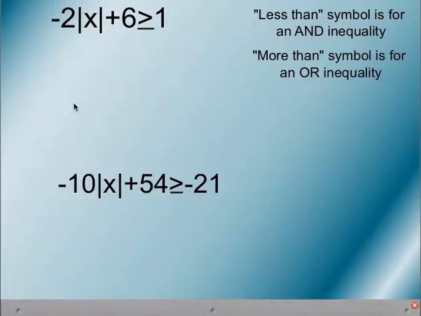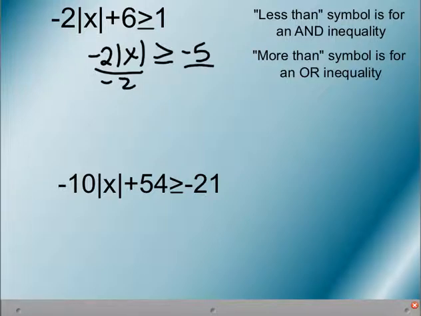Okay, negative 2 times the absolute value of x plus 6 is greater than or equal to 1. I'm going to subtract 6 on each side and get negative 2 times the absolute value of x is greater than or equal to negative 5. And then I'm going to divide by negative 2. Now remember that if I divide or multiply by a negative number, I'm going to switch the sign to be a less than or equal to sign. So I have the absolute value of x is less than or equal to 5 over 2, or you could write it as 2.5, which means I can separate it into my 2 different inequalities.